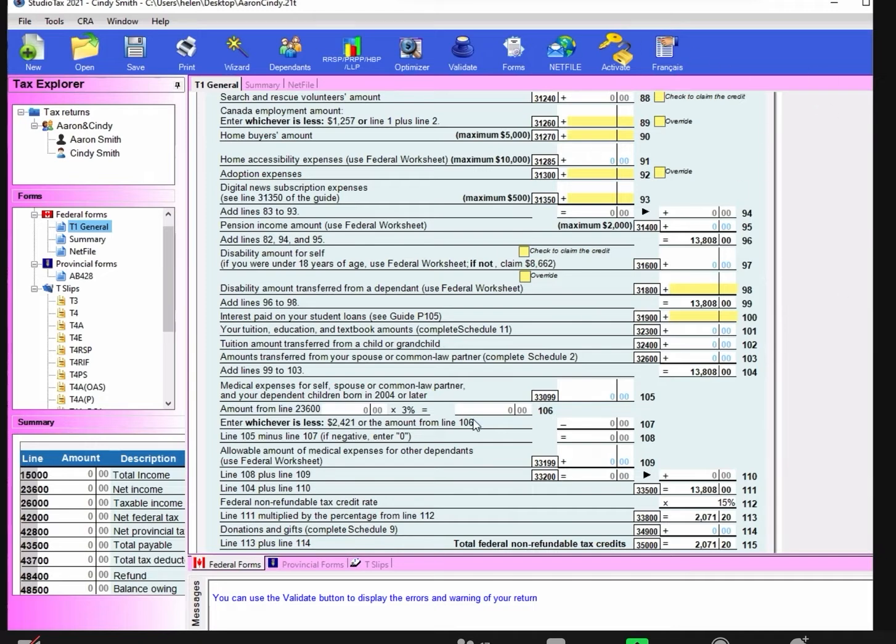So for the 107, we are looking for a small number, because 107 is different for everybody. 107 is 3% of your net income. So we need to find the small number of 107. In case of a small number, because it's 3%, that means net income should be low. If net income is lower, then they get a small number of 107. Is that correct?